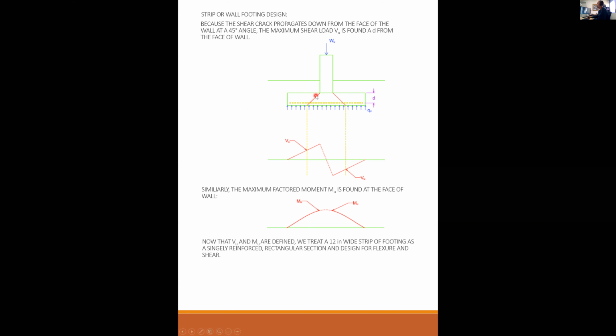So remember, this is a wall, so we're considering a 12-inch wide section of this footing down here. If I was to cut this and look at a section from a side view, it's going to be h deep, as this is h deep. This beam is as long as this is long, but it's 12 inches wide, because we're only considering a 12-inch wide section for design. So in and out of the page, we're designing a beam that is 12 inches wide.